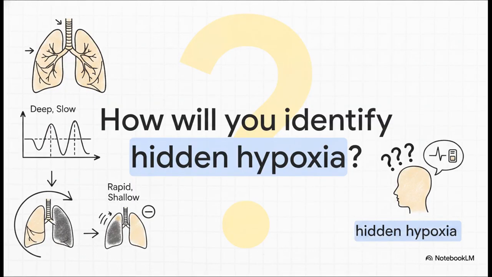We have covered immense ground today, all the way from the basic biophysics of the residual volume right through to the life-saving mathematics of alveolar ventilation. So, as you prepare for your exams, I want to leave you with this one provocative thought. Deep, slow breathing is fundamentally, mathematically far more efficient than rapid, shallow breaths. So how will you use this biophysical reality to identify a patient suffering from hidden hypoxia on your very next clinical ward round? Keep reviewing, keep connecting those concepts, and I'll see you in the next explainer.